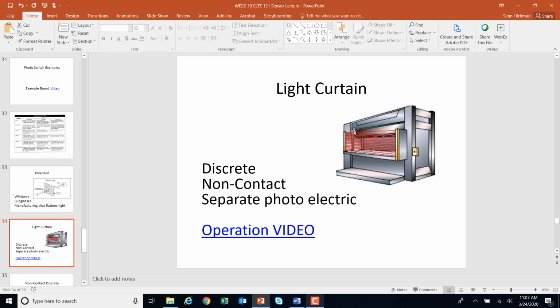So this is a machine, and this red here indicates there's light going between the emitter and the collector. It's discrete. You're either going to sense yes or no, on or off. It's non-contact. This is a separate photoelectric, so it's a through beam, separate. Emitter on one side, collector on the other. If you put your hands in there, it's going to trip. Here's a very quick video showing you how a light curtain works.